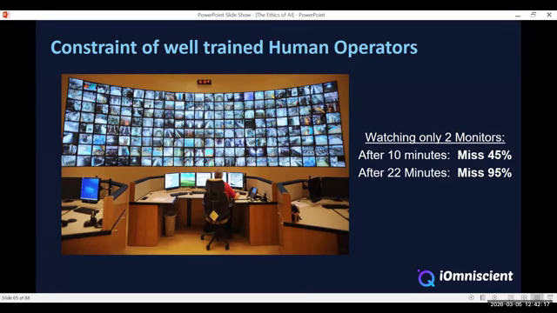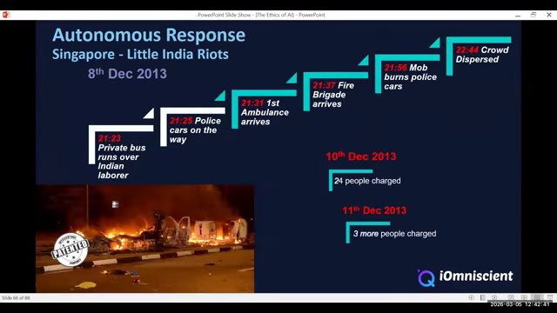And studies have shown that if you're watching just two monitors, after 10 minutes, you miss half the action. After 20 minutes, you see nothing. So there's no point in having these sort of advanced systems or these video walls and so on. But if you don't have video walls, then how is anyone going to monitor all these cameras? How are you going to see what happens? So let me tell you a different story.